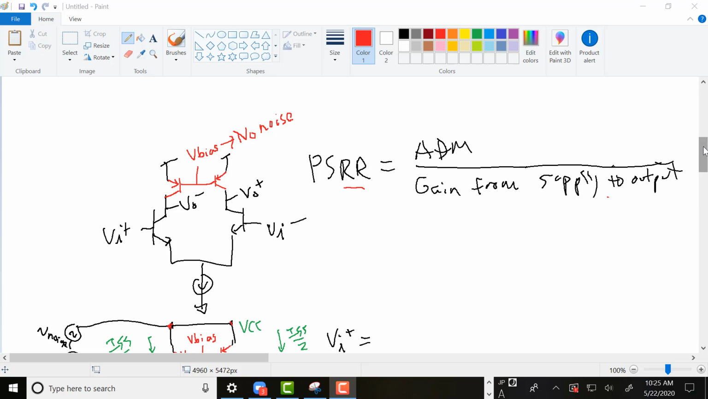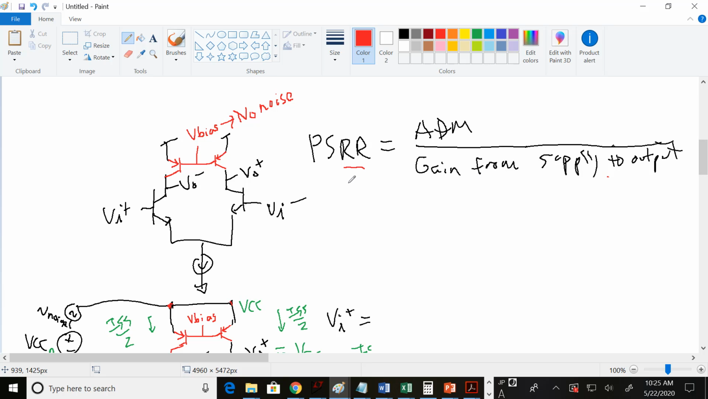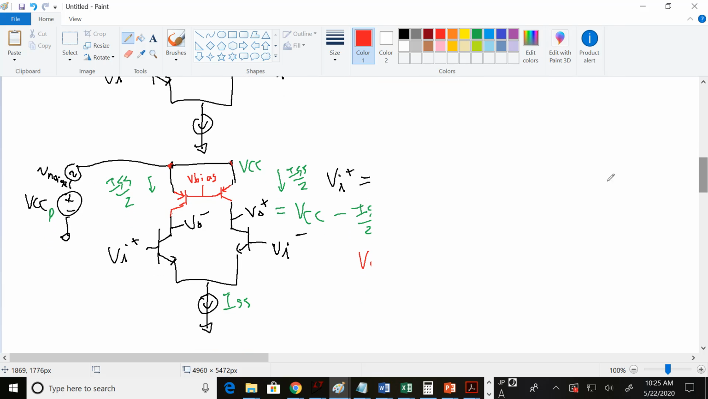So next, looking at the diff pair with active load, but let's say that V bias comes from someplace where there's no noise. So V bias is constant, but VCC is moving a little bit. Same definition: you've got the gain that you want over the gain you don't want. And the gain you don't want is how much noise on the supply gets amplified and shows up on Vout. So if you look at this circuit, if Vi plus equals Vi minus, you still have ISS over 2.